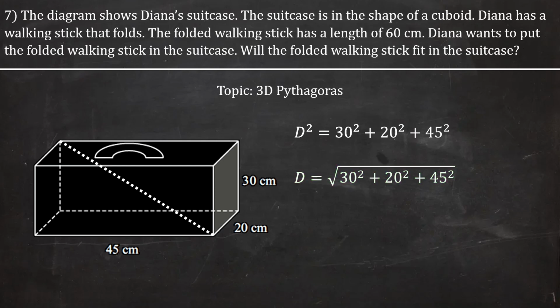You put that in your calculator and you get that that is 57.6628 plus whatever. So the walking stick is 60 centimeters, that means that it won't fit. Remember, just saying it won't fit without the working out will get you 0 marks.